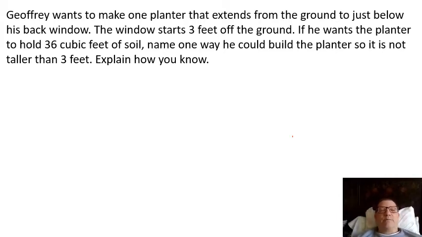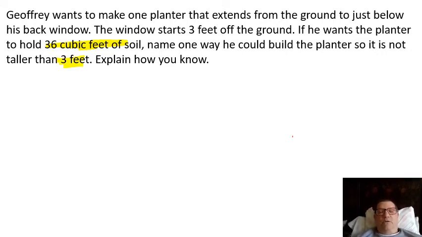Okay, now the limitation they've put on us here, and let's go back and highlight what they want. He wants to extend just below the back window. The window starts 3 feet off the ground. He wants the planter to hold 36 cubic feet. And it has to be no taller than 3 feet. So 3 feet it can be.